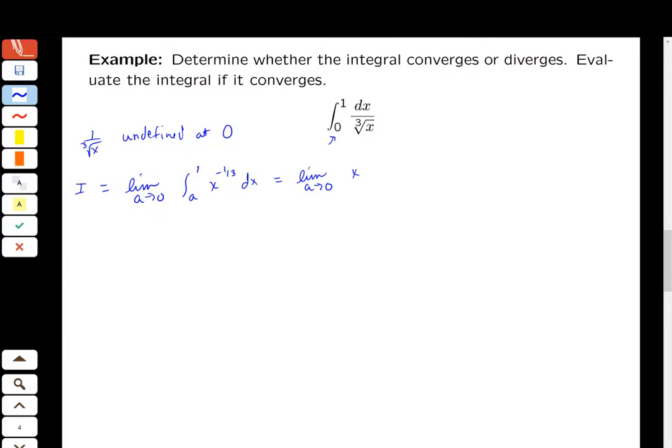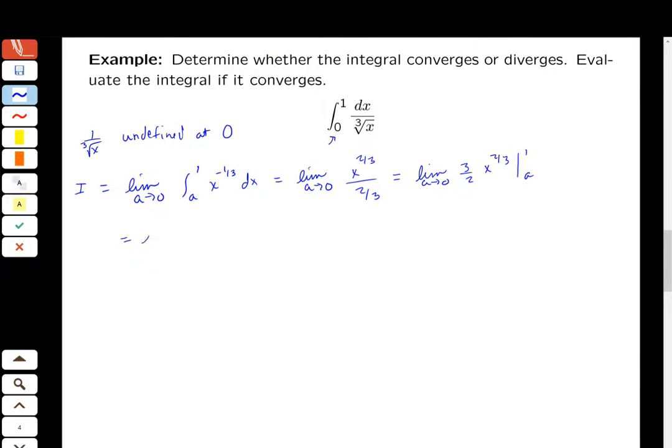Now you're taking an antiderivative. Add 1 to the exponent. What's 1 plus negative 1/3? 2/3. Divide by your new exponent. So you get 3/2. And then that goes from a to 1.